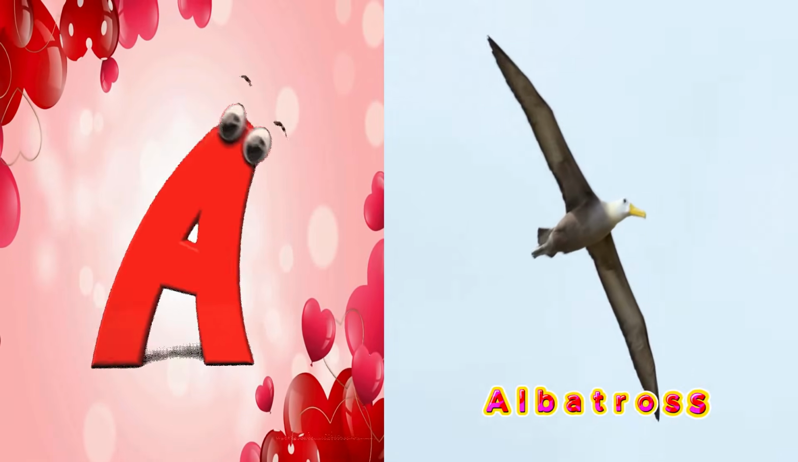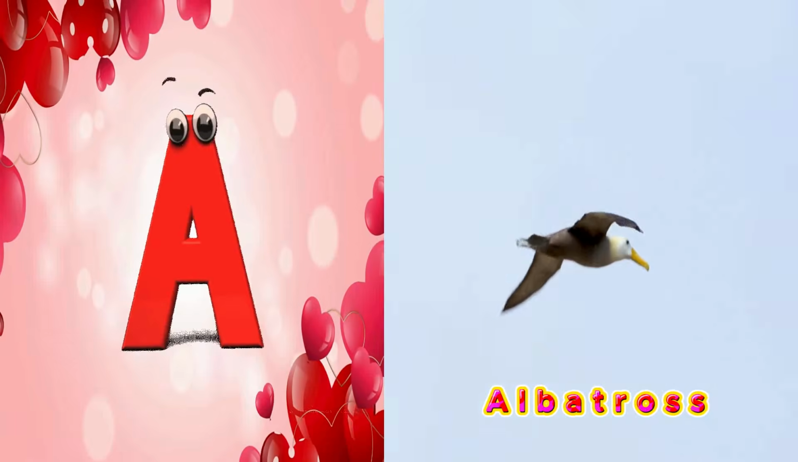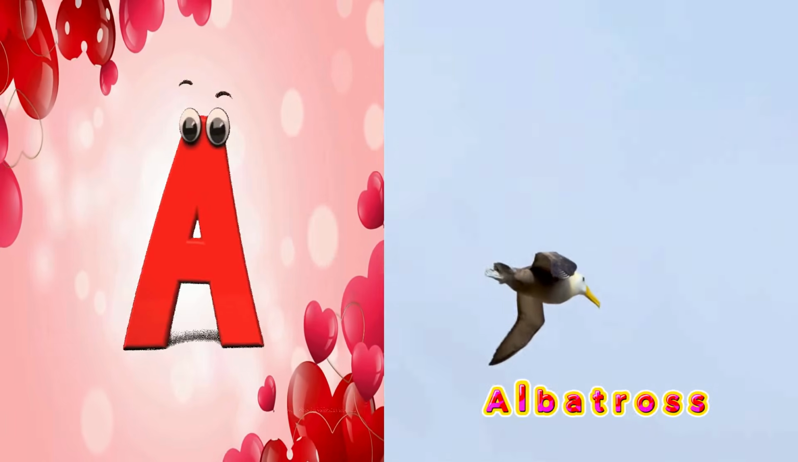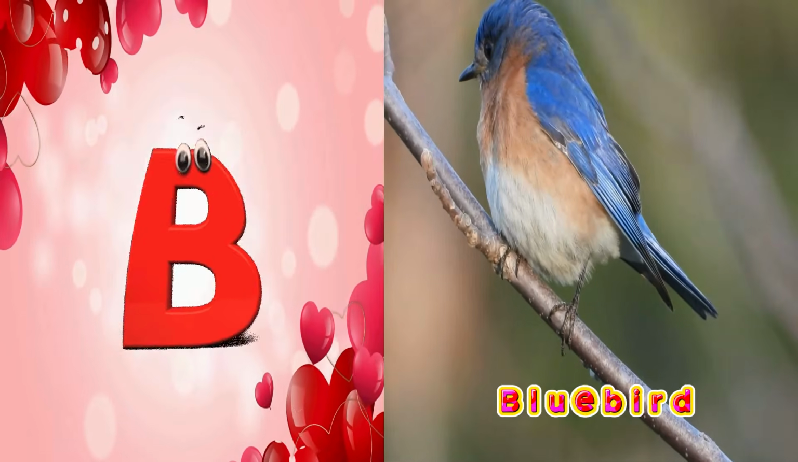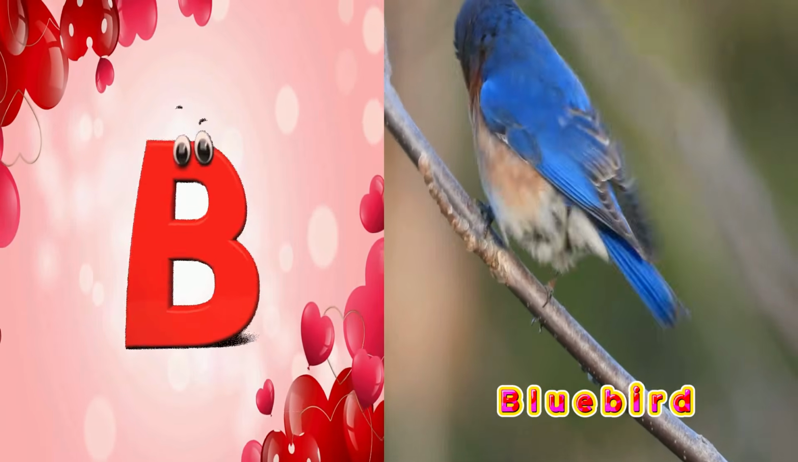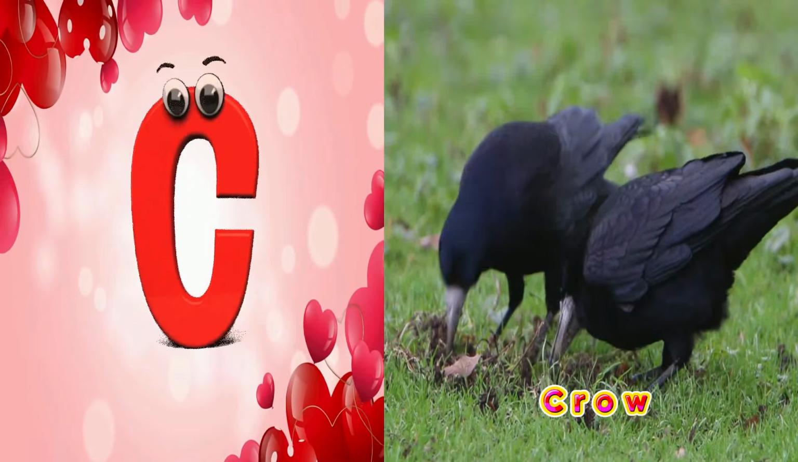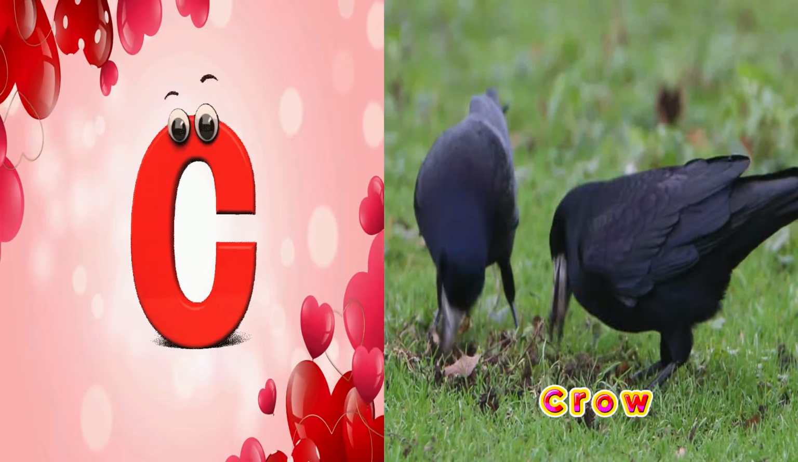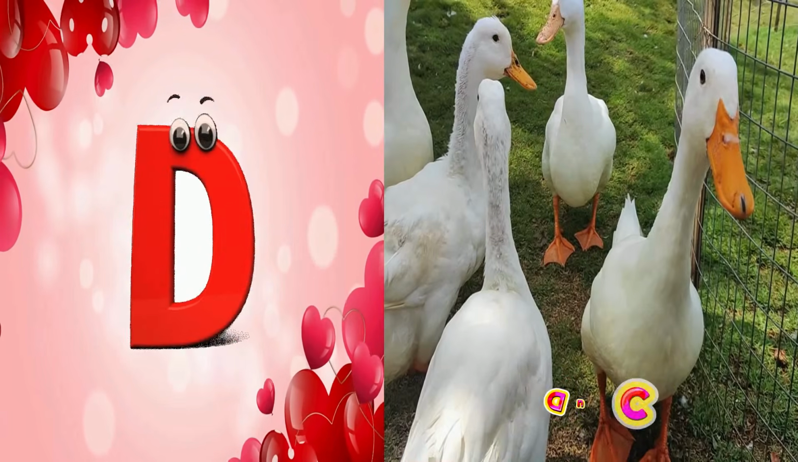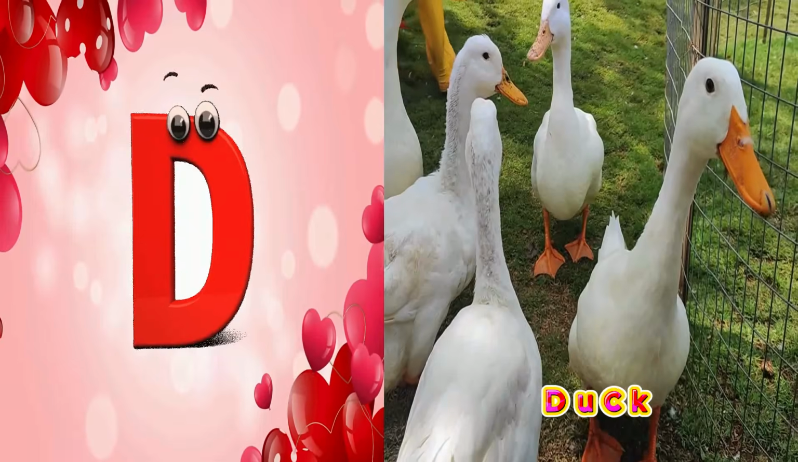A is for albatross, albatross, albatross. B is for bluebird, bluebird, bluebird. C is for crow, crow. D is for duck, duck.